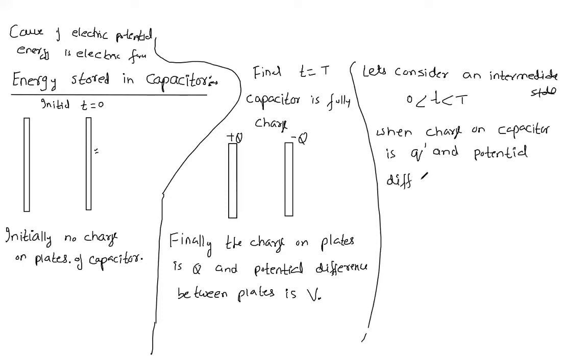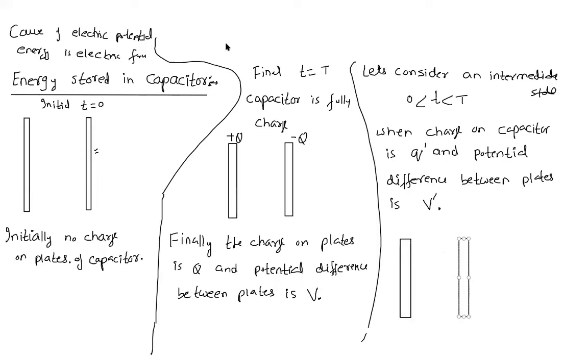When the charge on the capacitor is Q prime, the potential difference between the plates of the capacitor is V prime. We are considering an intermediate state. So these are the plates of the capacitor at some time instant t, when the charge on the plates is plus Q prime and minus Q prime, and the potential difference between the plates is V prime. This is a parallel plate capacitor.